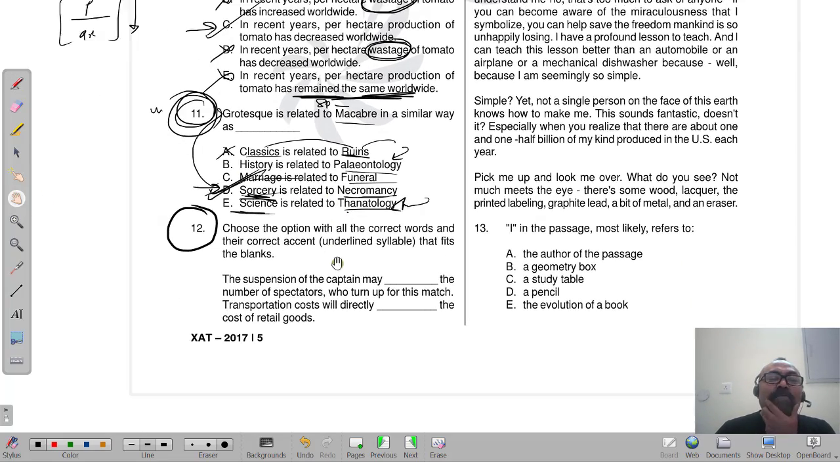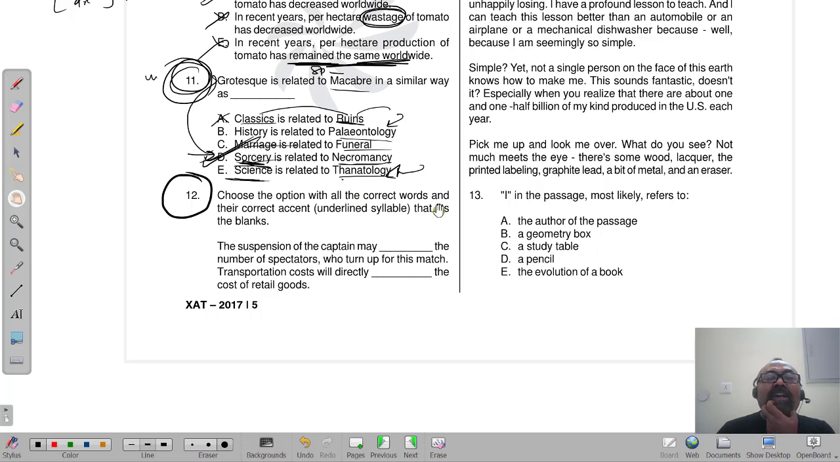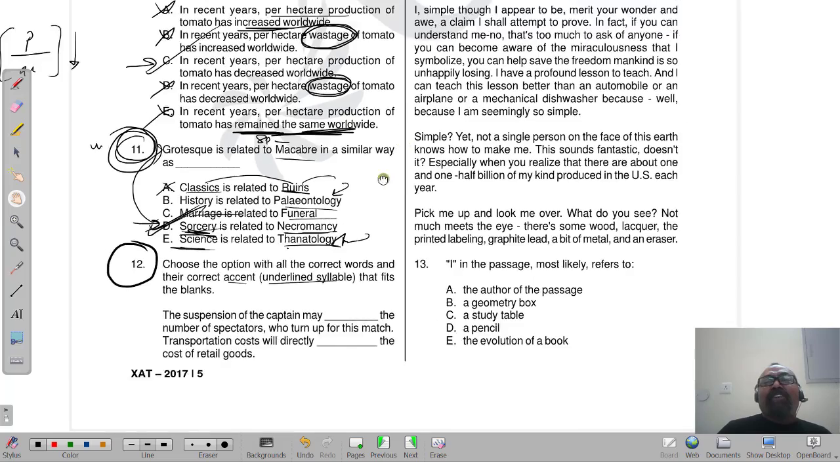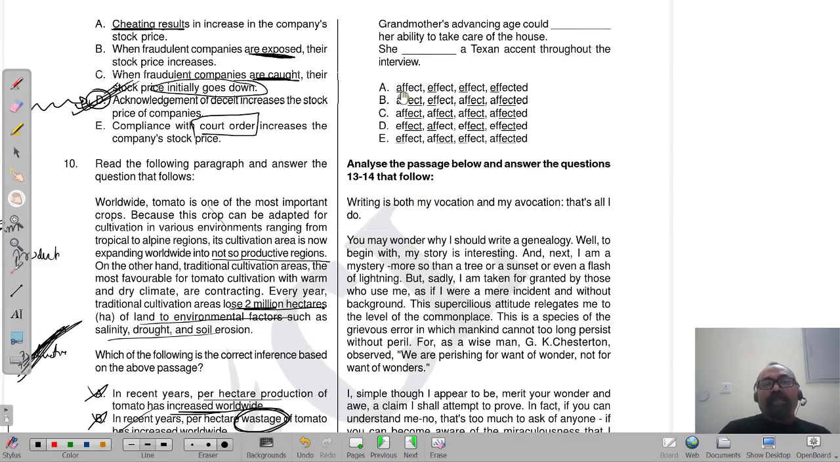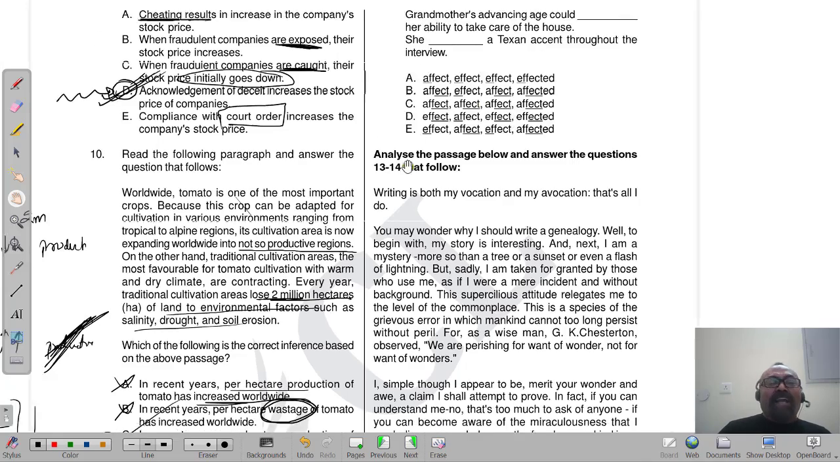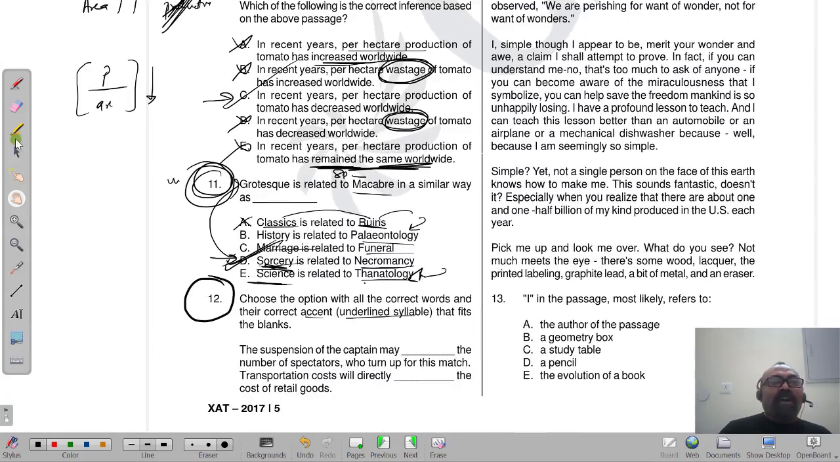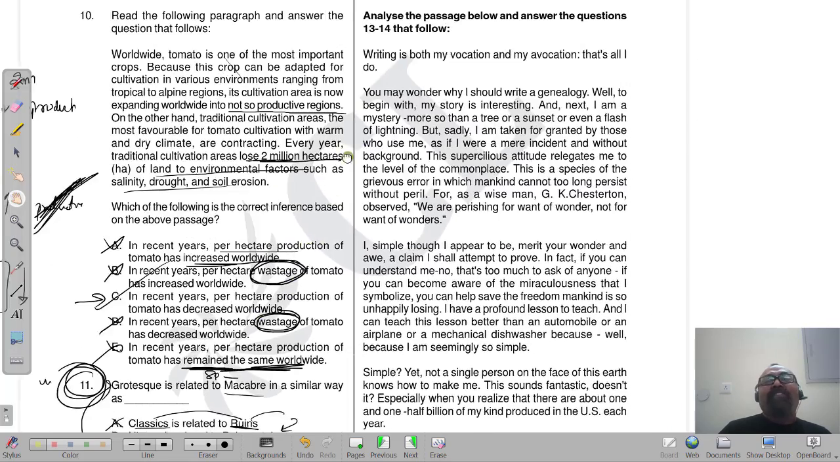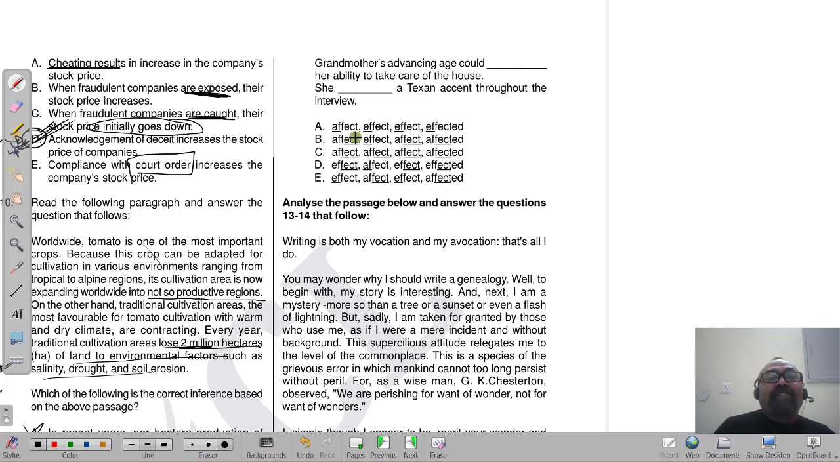Let's look at question number 12. Choose the option with all the underlined words and the correct accent. You need to look at the accent, the underlined syllable that fits within the blank. So these are the underlined syllables. First of all, you can actually look at the underlined syllable, a syllable with the correct accent, that would probably make sense. Affect. You don't say affect, you say effect. So this affect, effect, you don't say that.